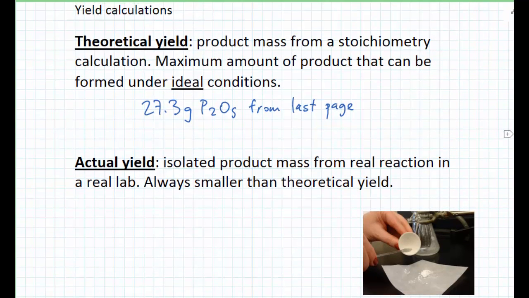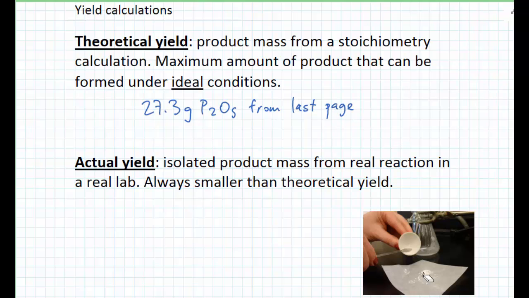Now the thing is, in the lab, the isolated product mass from a real reaction in a real lab is always smaller than the theoretical yield. Okay? This is called actual yield. If we were to go into the laboratory, if the reaction produced a solid product, say, we'd probably filter it out and then scrape it out onto some weighing paper and then measure the mass of the product we created. It is impossible for us to get the theoretical yield. Okay? We're always going to get less for some reason.